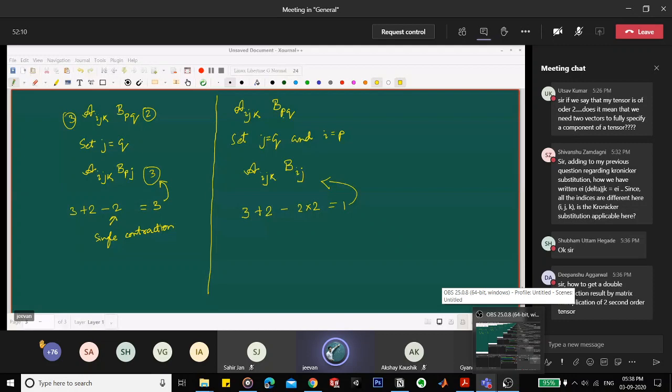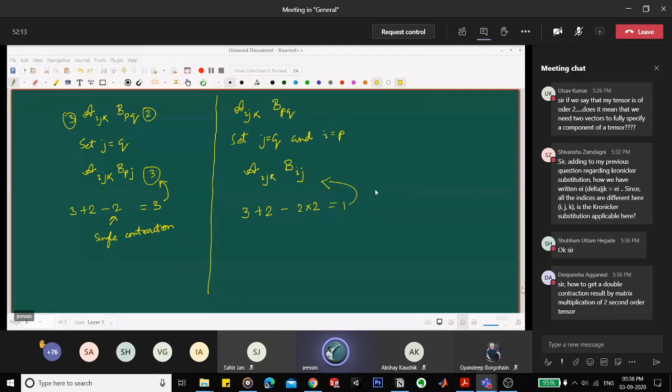Dipanshu is asking, sir, how to get a double contraction result by matrix multiplication of 2 second order tensors? Well, as I said already, you cannot do that, and the teaching assistants have also said that. If you have a second order tensor, which can be very well represented by a 3 into 3 matrix, and you have another second order tensor represented by a 3 into 3 matrix, you cannot carry out the kind of matrix multiplications you are accustomed to and obtain the results directly from this.